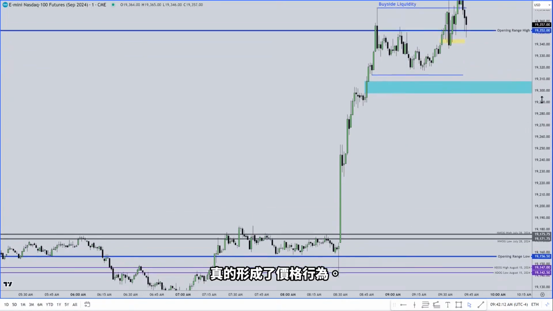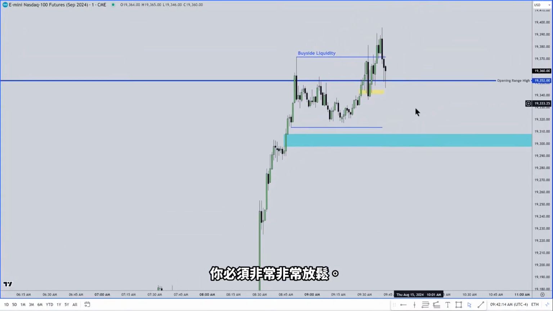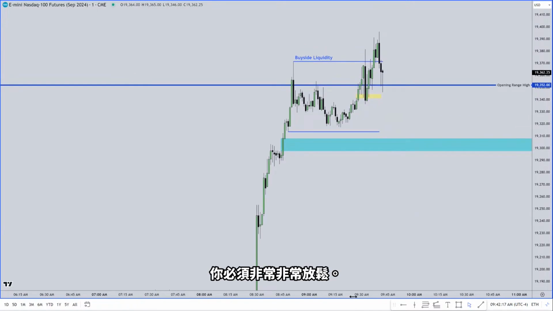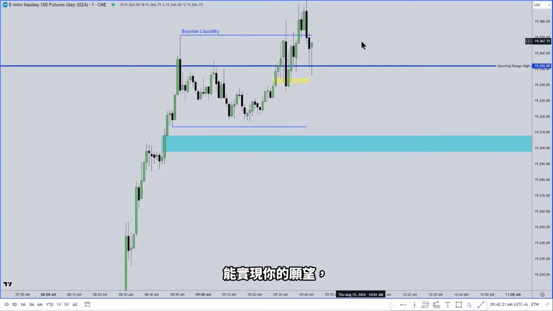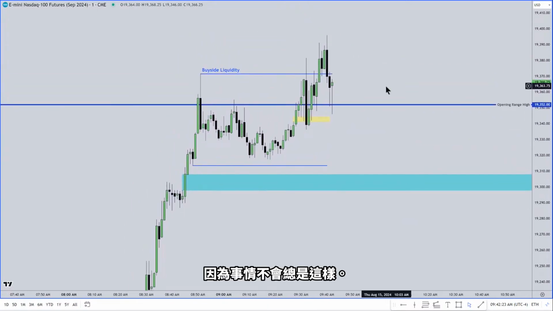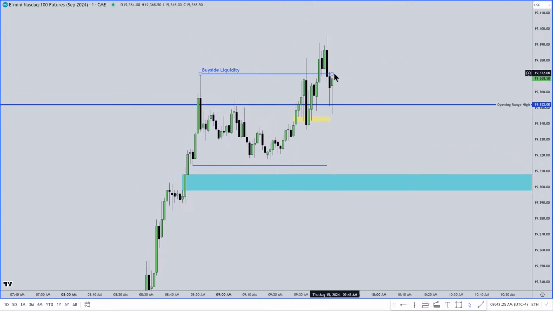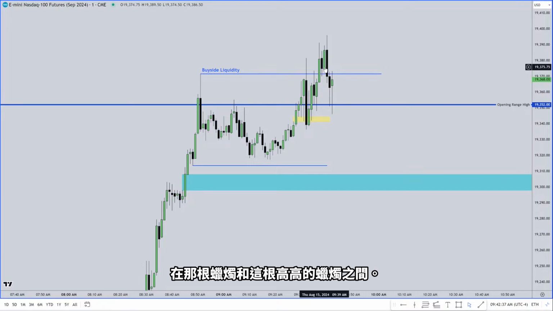You gotta be really, really relaxed. Try not to expect everything to pan out to your wishes every day, because it's not going to be like that always. Okay, small little gap right here. Right there, between that candle and this candle's high.